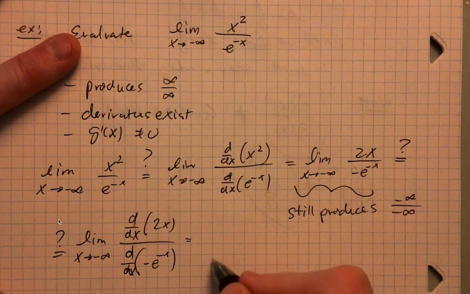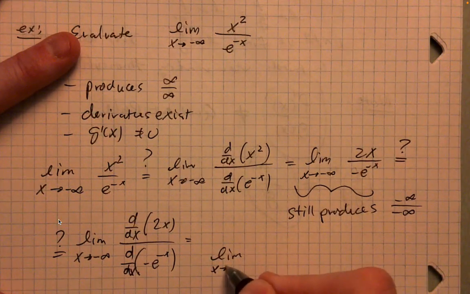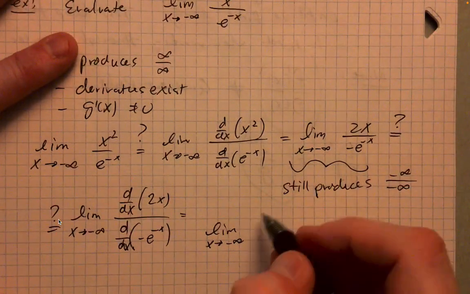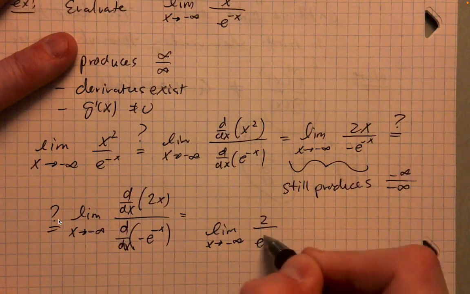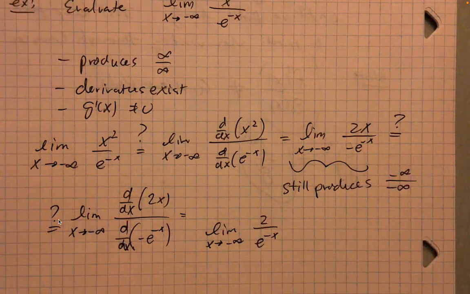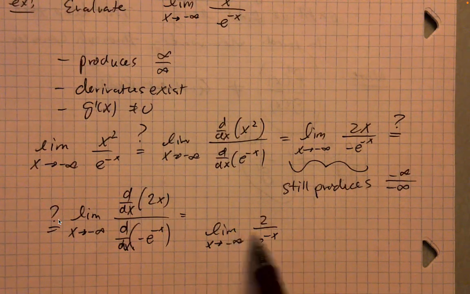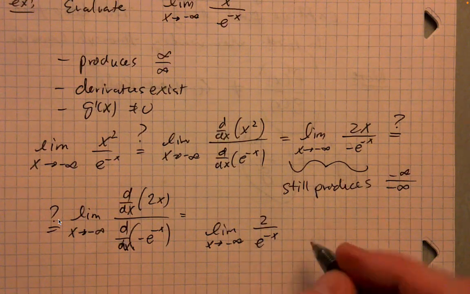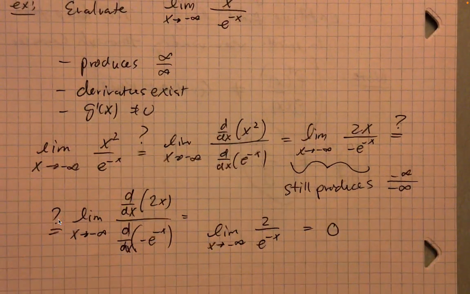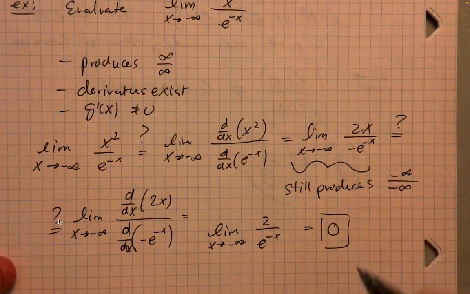And so we would get the limit as x approaches negative infinity of 2 over e to the negative x. Okay, now what happens here? Does this look better? It does indeed, right? Because now we have 2, and this denominator is going to grow without bounds, so this is going to give us a nice, determinate form, right? So 0.